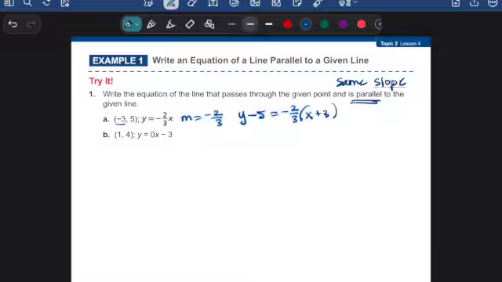Okay, then I can distribute my 2/3. I get -2/3 x. The 3's will cancel, so I'll get -2. I will add 5 to both sides to turn it into slope-intercept form. -2/3 x plus 3. So yes, it has a different y-intercept, but the same slope.